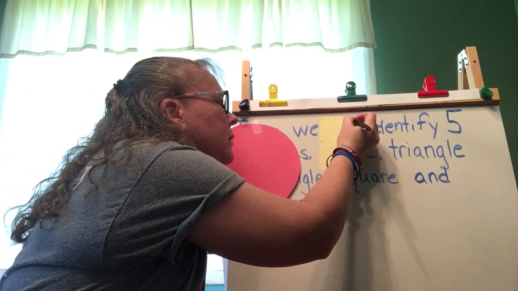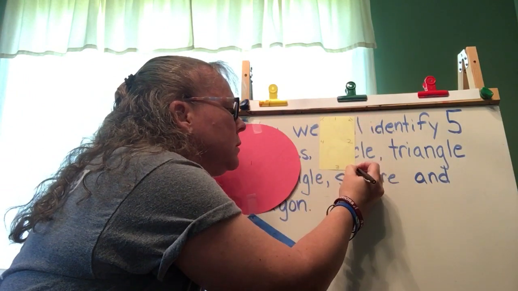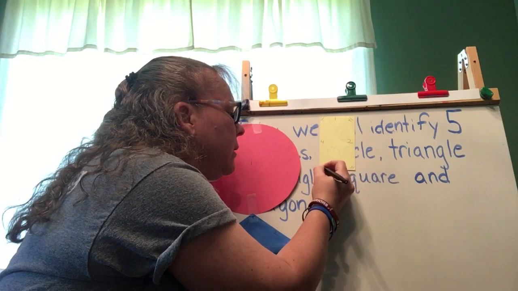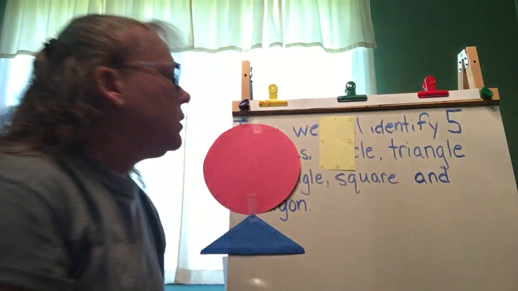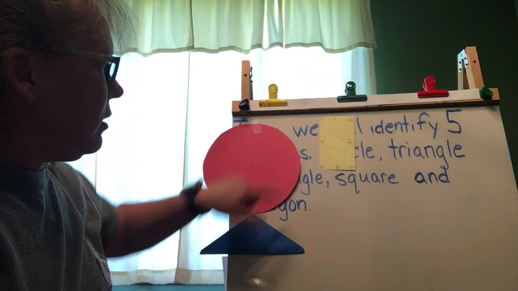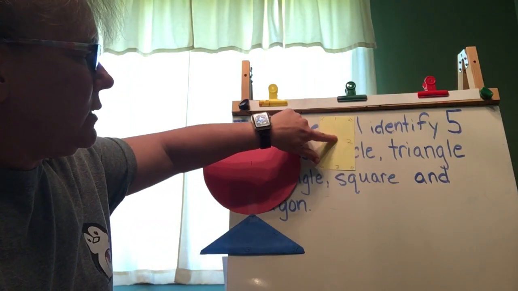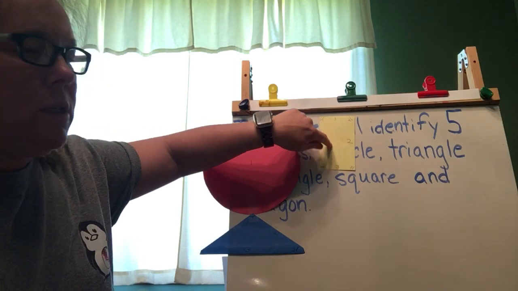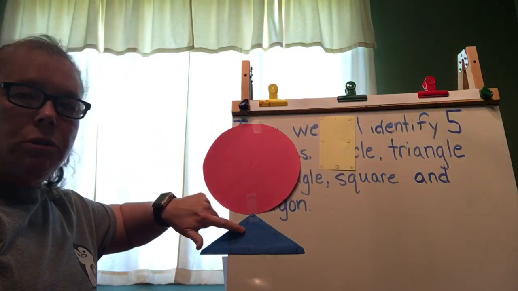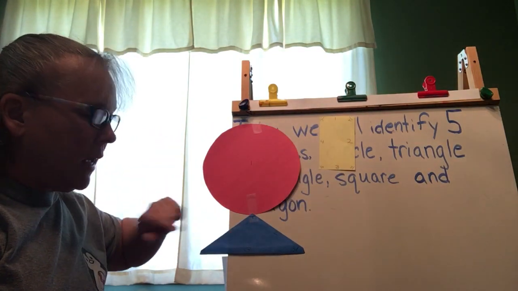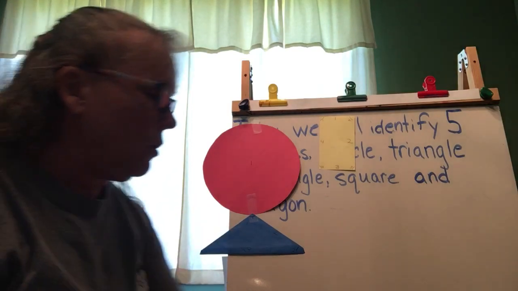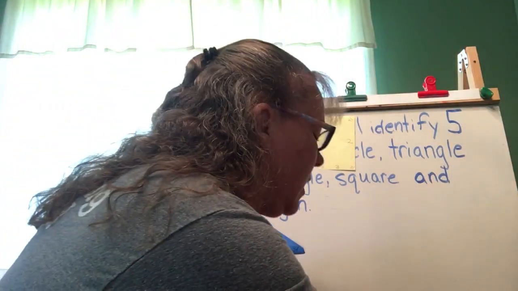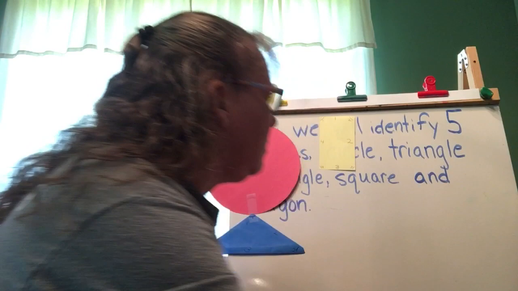1, 2, 3, 4. So the difference between a triangle and a rectangle is a rectangle has 4 sides and 4 vertices, 4 corners, and a triangle has 3 sides and 3 vertices or corners. And our next shape is a square.